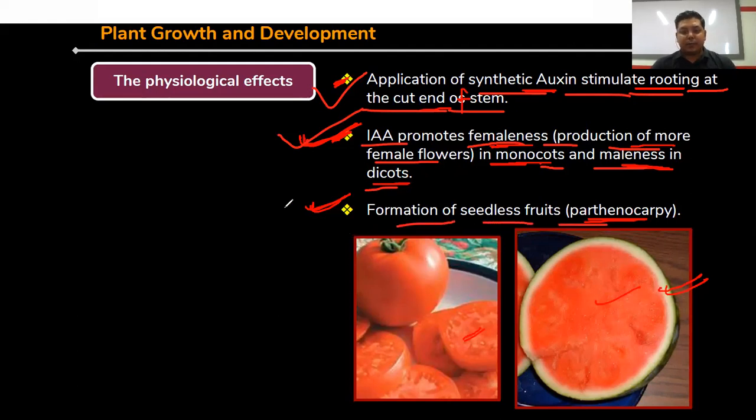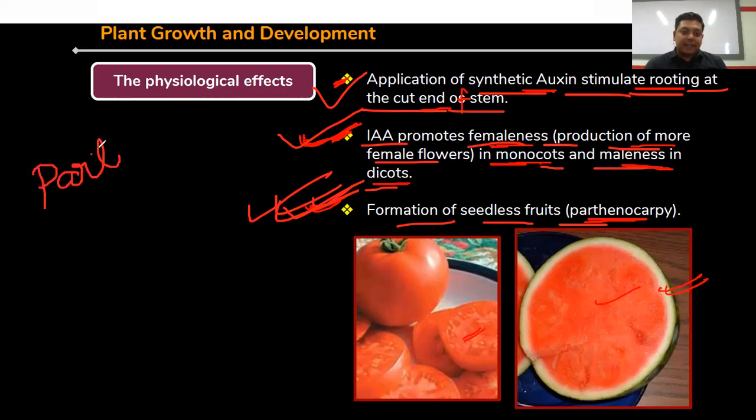Formation of seedless fruit, that is parthenocarpy. This is very, very important for your exam. Auxin is also involved in parthenocarpic fruit production. Banana, tomato, clear? Sometimes they are produced by spraying the auxin hormone. So what is the meaning of parthenocarpic fruit? You have already learned about it in sexual reproduction in flowering plants.